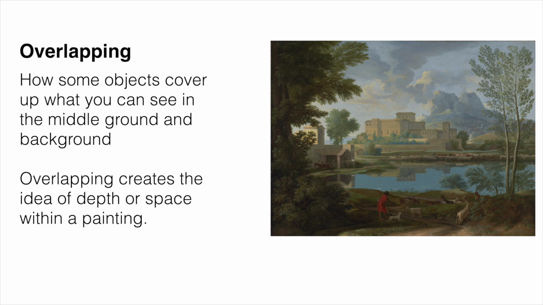Next, notice how some objects are covering up part of what you can see in the middle ground and background. This is called overlapping. The trees in the foreground overlap the lake in the midground, and the palace in the background overlaps the mountains. Overlapping is a technique used by artists to create the idea of depth or space within a painting.